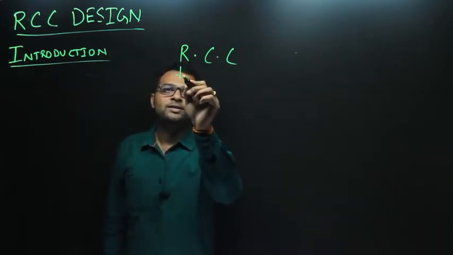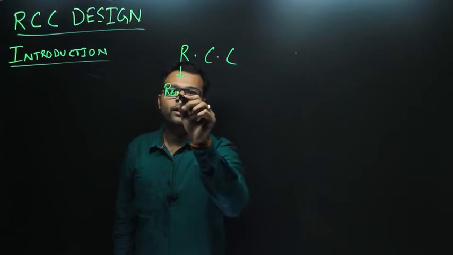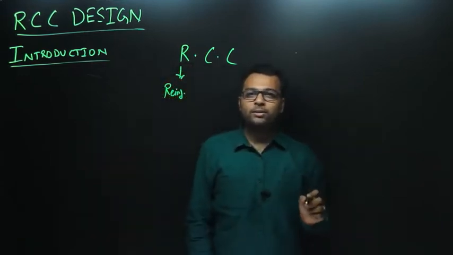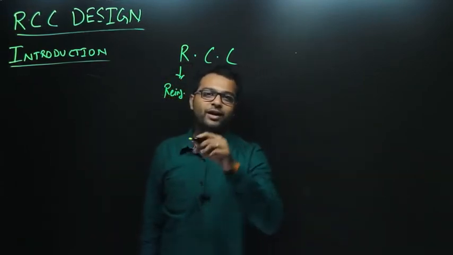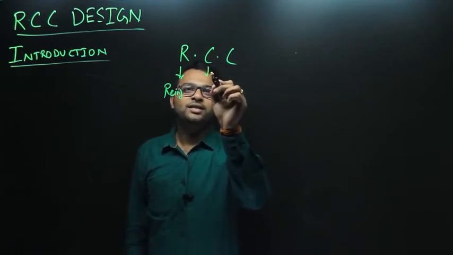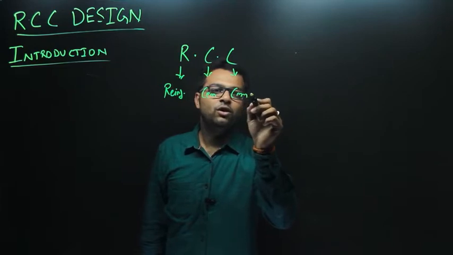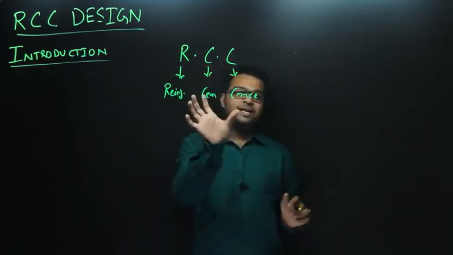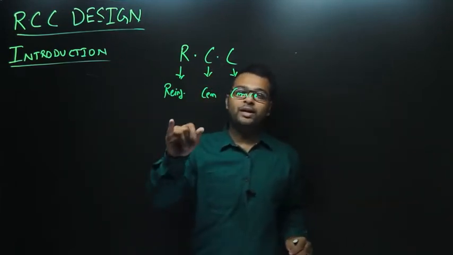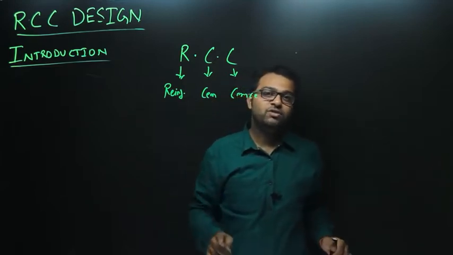So the first one is reinforced. What do I mean by reinforced? Basically, it's the steel which is provided in the concrete. Then C stands for cement, and the third C stands for concrete. Basically, when I say RCC, it's a mixture of reinforcement and concrete which is prepared with the help of cement.